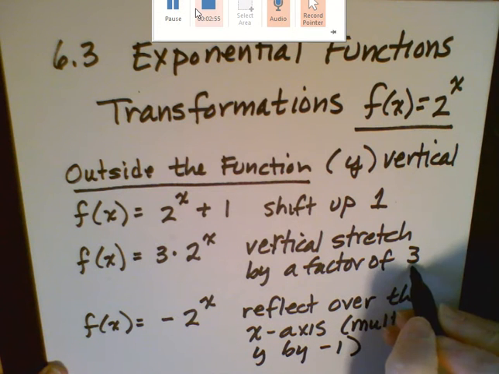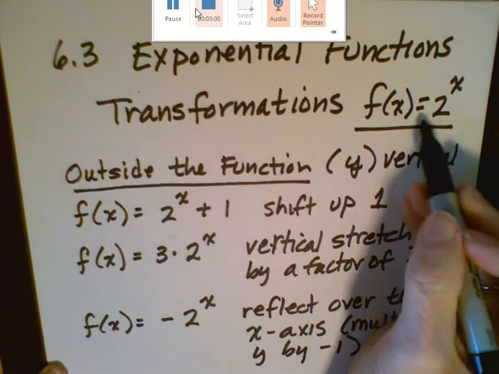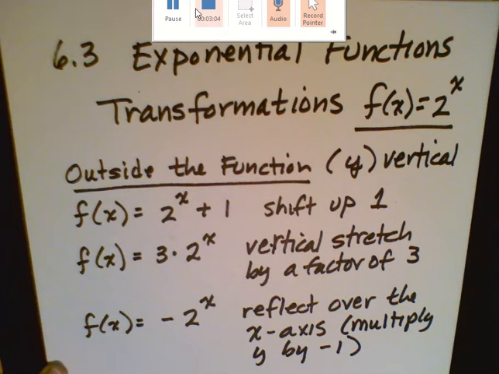Add 1, multiply by 3, or, and I'll just make a note, multiply y by negative 1. This one would multiply y by 3. This one would add 1 to y. For any points that were originally on here, if we saw these transformations, all outside the function, they affect the y, and they are vertical changes.